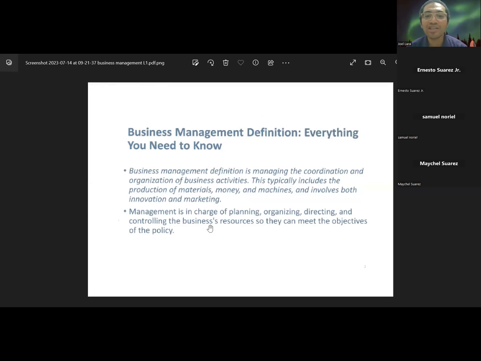Business management definition is managing the coordination and organization of business activities. This typically includes the production of materials, money, and machines, and involves both innovation and marketing. So, in the business management course that we will provide you, we will cover this.